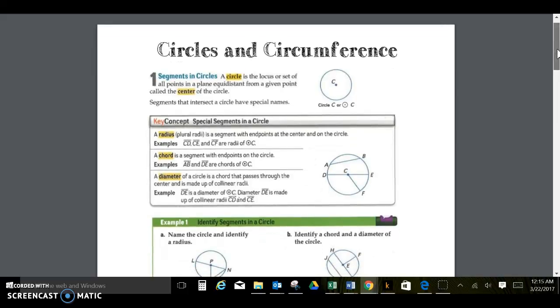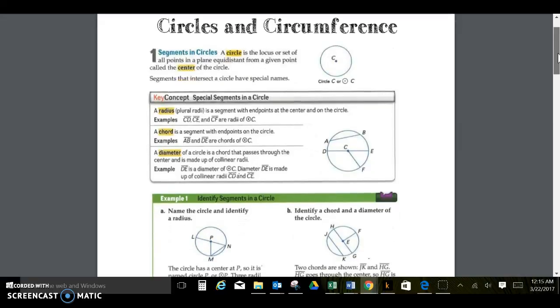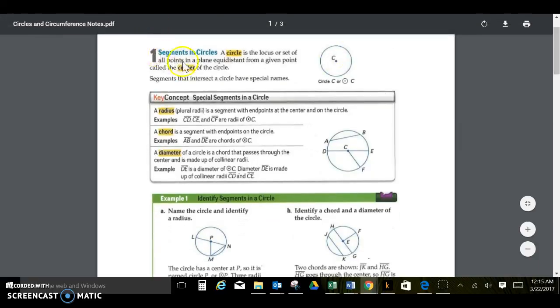Just want to go over some circle stuff with you today. We're going to be looking at segments and circles here. So a circle is a locus, or set of all points in a plane equidistant from a given point called the center of the circle.